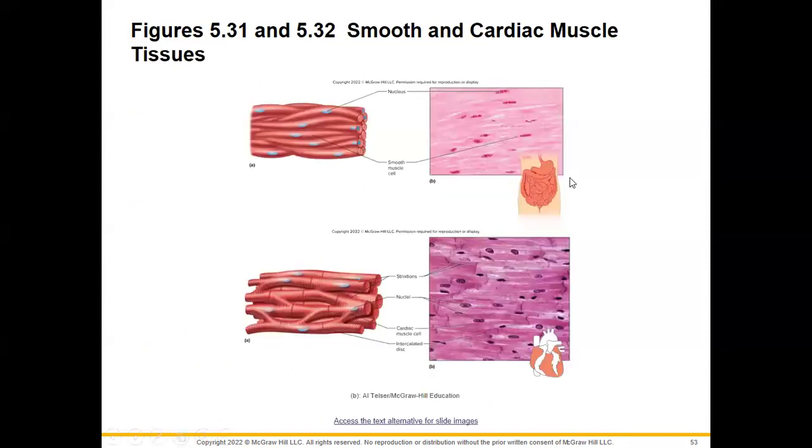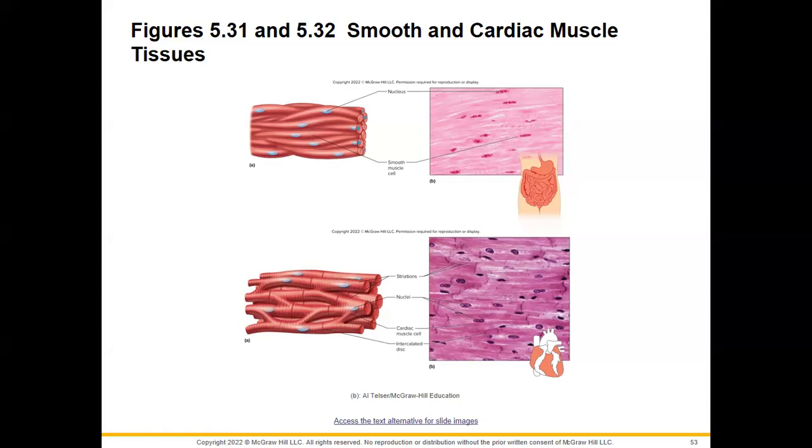So looking at smooth muscle first, you can see how these muscles taper off in both ends, like this muscle tapers off at that end, tapers off at this end. That is a spindle shape, and that is what makes up your smooth muscle.